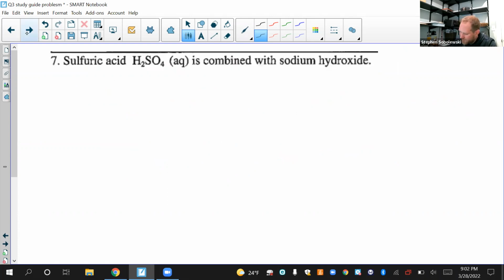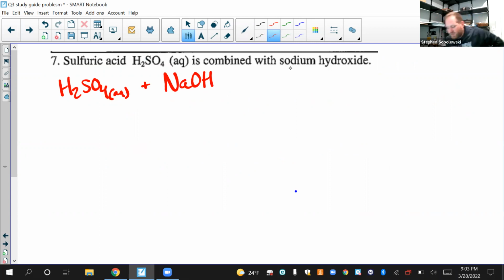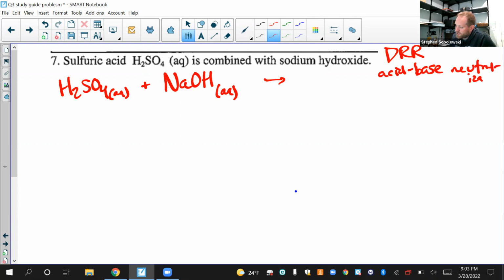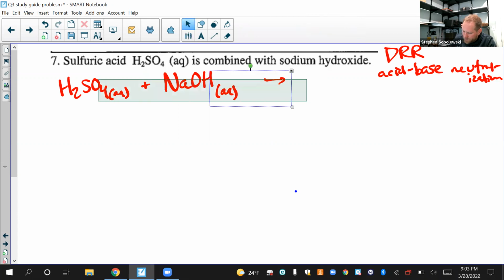Okay, moving on. Number 7, sulfuric acid, H2SO4 aqueous, is combined with sodium hydroxide, NaOH. And that's probably going to be aqueous. It doesn't indicate it there, but I'll put the aqueous. So what type of reaction? Well, technically this is a double replacement reaction, but it also has a special name, which is acid-base neutralization. Because H2SO4 is an acid, it starts with hydrogen, and NaOH is a base, it ends in hydroxide. So it's just a special type of double replacement.